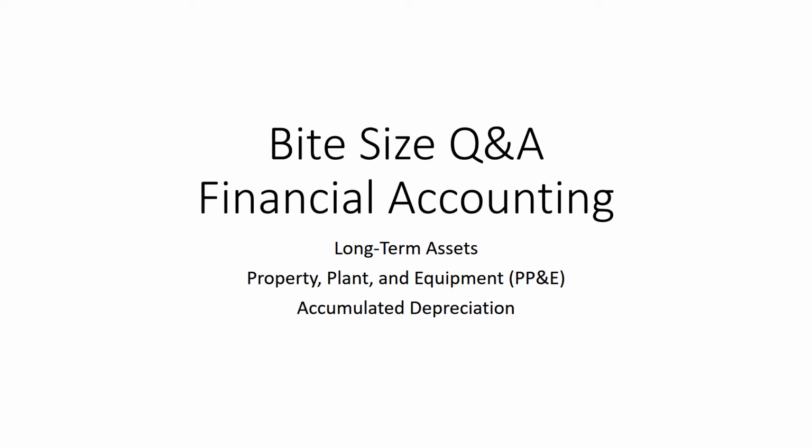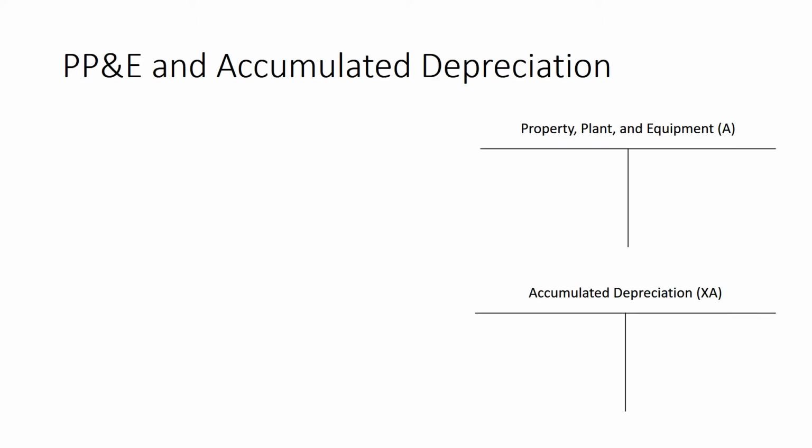Let's talk about two accounts associated with long-term assets: property, plant, and equipment, also known as PP&E, and accumulated depreciation. PP&E is a normal asset, whereas accumulated depreciation is a contra asset. As such, for PP&E, the beginning balance is on the left-hand side or the debit side. In contrast, for accumulated depreciation, the beginning balance is on the right-hand side or the credit side of the T-chart.